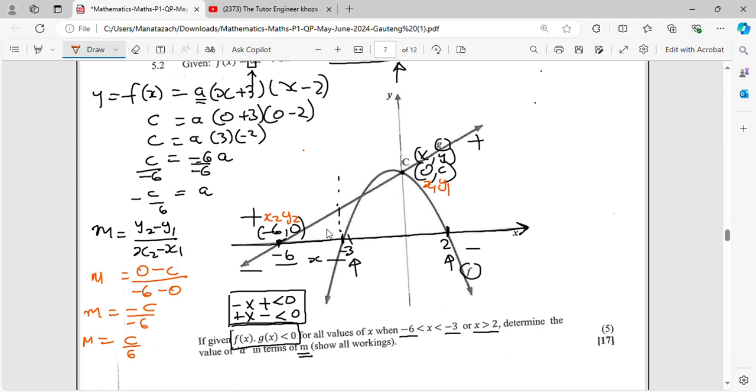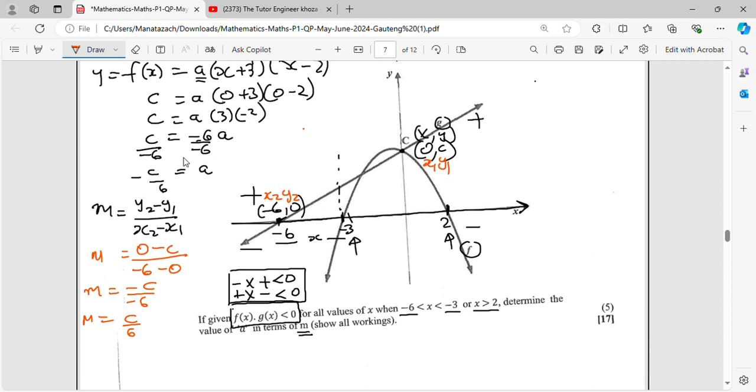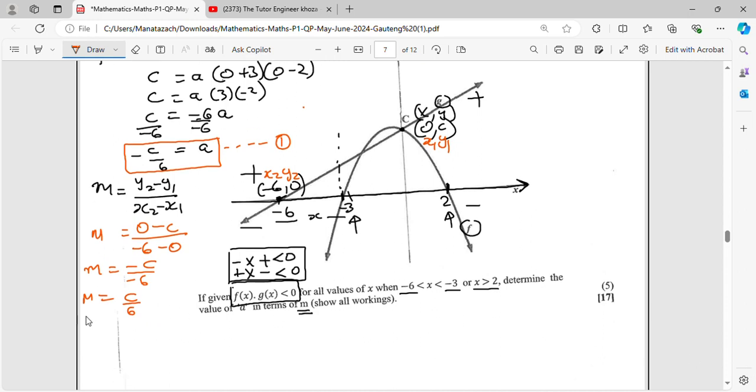Right? So remember what we said there. Let's call it equation 1. We said a is equal to minus c over 6 and m is equal to c over 6. If you multiply both sides by minus 1, you'll have minus m is equal to minus c over 6. Now this looks like a. So minus m is equal to a. So we've already written a in terms of m. So a is equal to minus m.